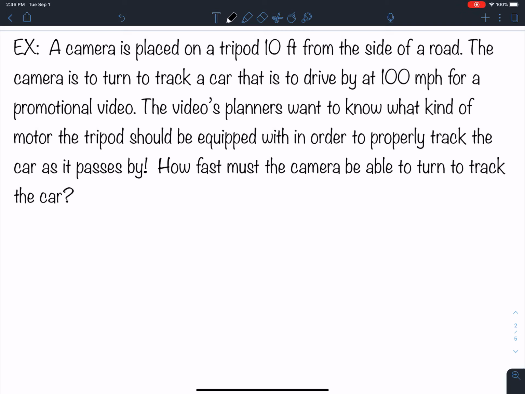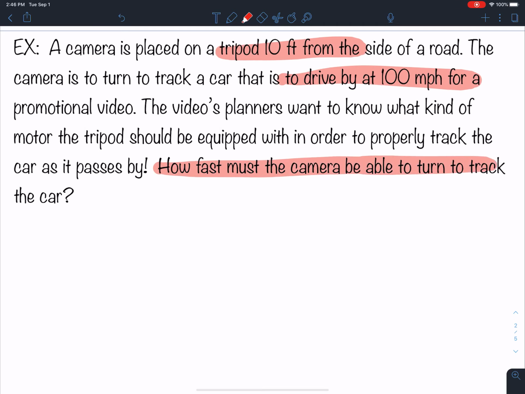Okay, so we have another related rates problem. A camera is placed on a tripod 10 feet from the side of the road. The camera is to turn to track a car that's driving by at 100 miles per hour for a promotional vehicle video. The video's planners want to know what kind of motor the tripod should be equipped with in order to properly track the car as it passes by. So how fast must the camera be able to track the car?